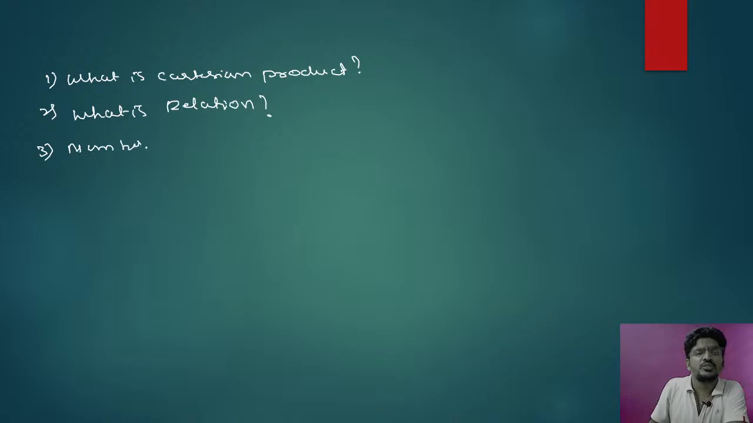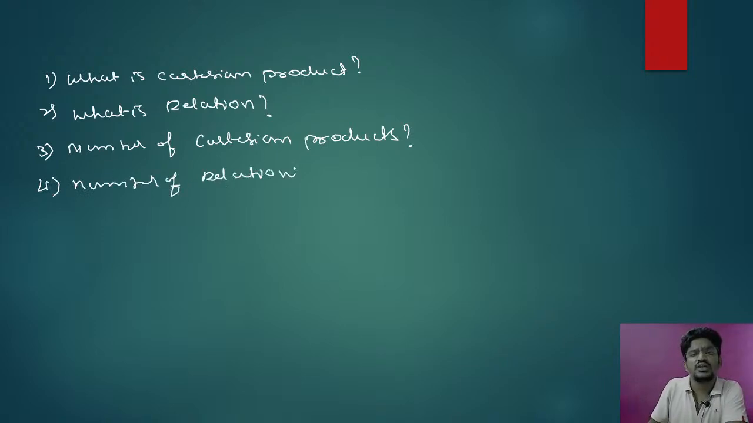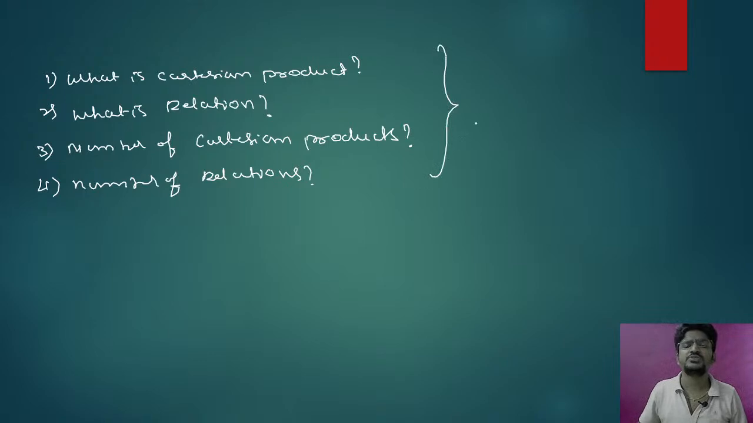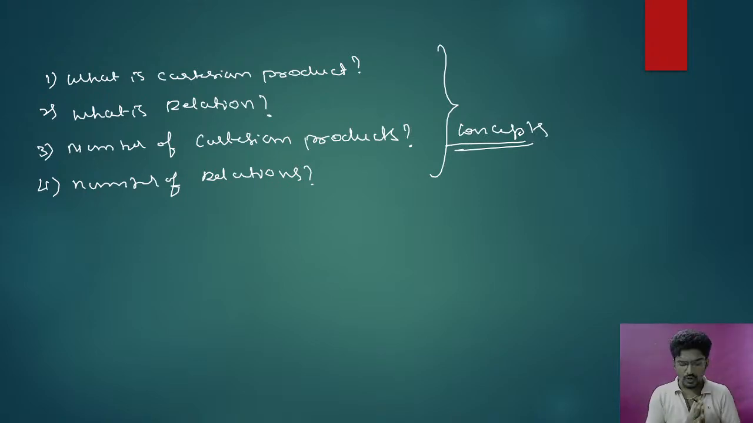Third one, number of Cartesian products. Fourth one, number of relations. So see here, you know all the concepts already. I think all these 4 concepts you know. You know the concepts, you know the logics, and you know what you have to do. So now you read that definition. What is the Cartesian product? What is the relation? What are the number of Cartesian products and what are the number of relations?